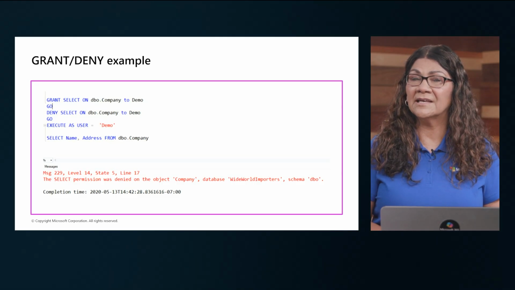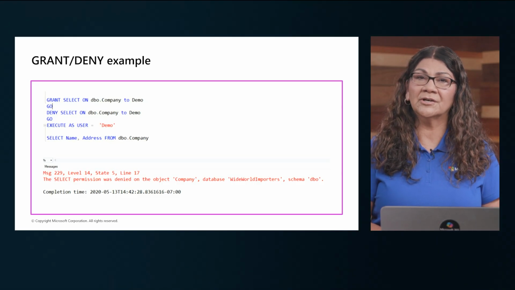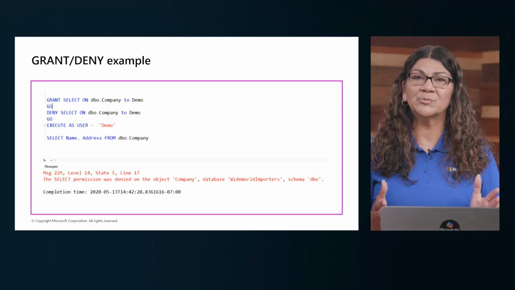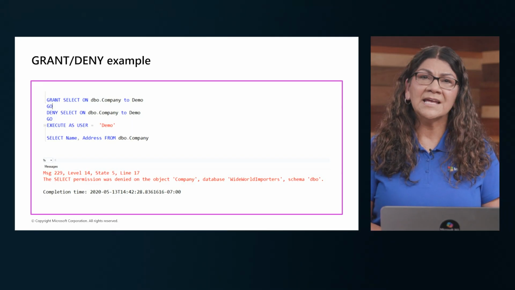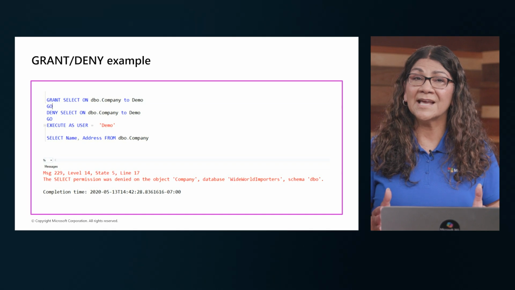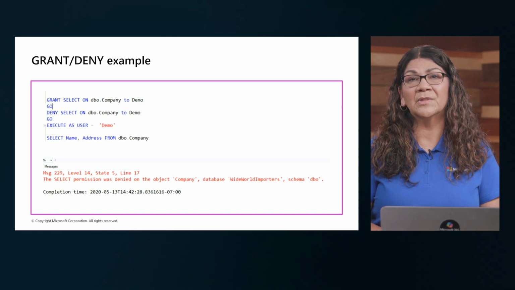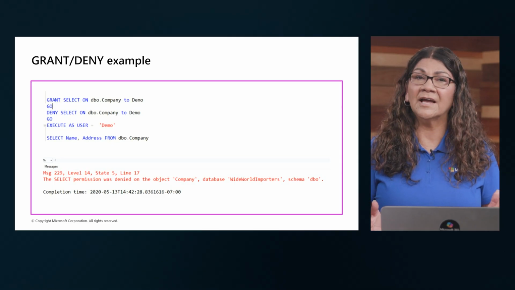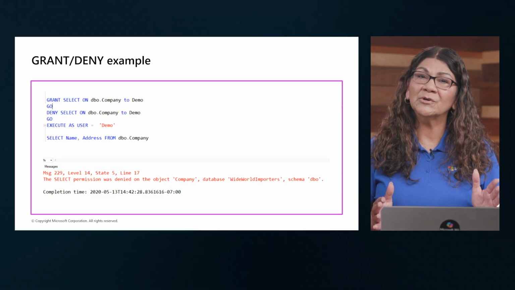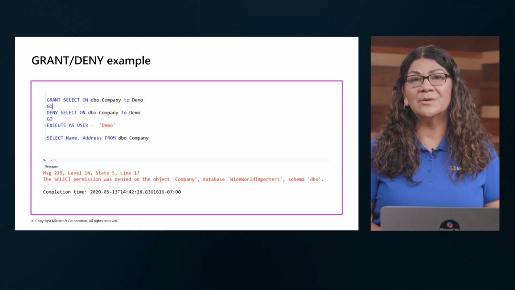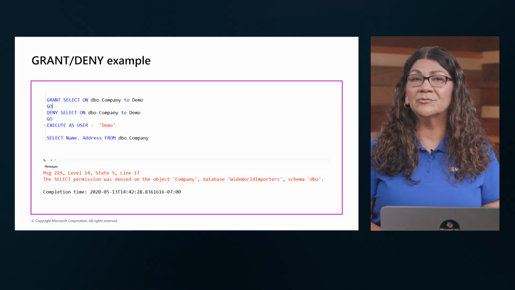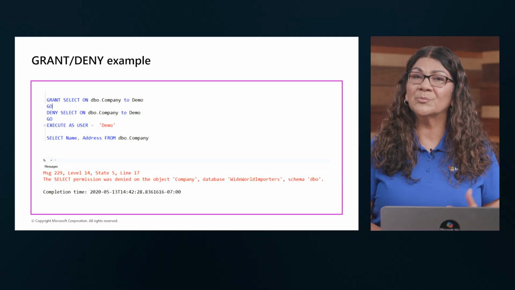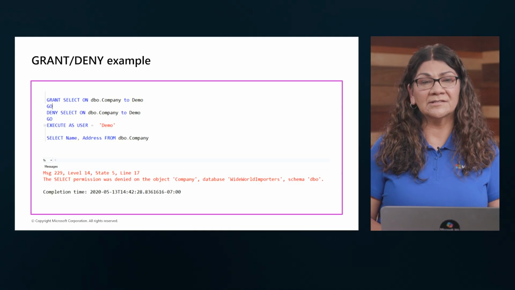This illustrates a key principle in SQL Server security. Deny always takes precedence over a grant, even if both are applied to the same object and principal. Best practices here include avoiding unnecessary use of deny unless explicitly required for security, and managing permissions primarily through roles to reduce complexity and prevent conflicts.